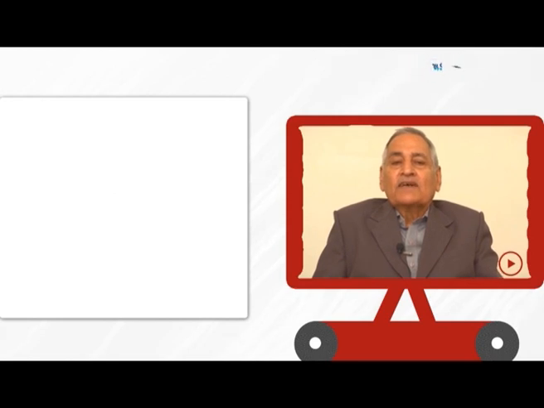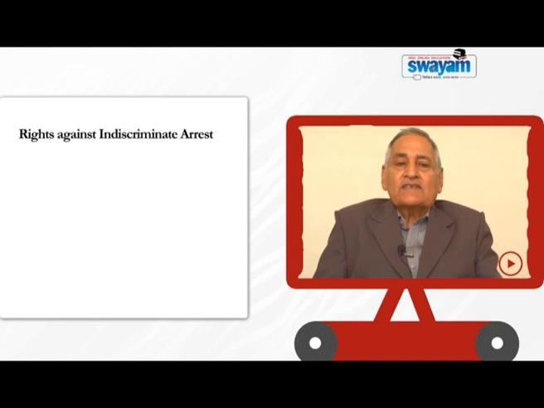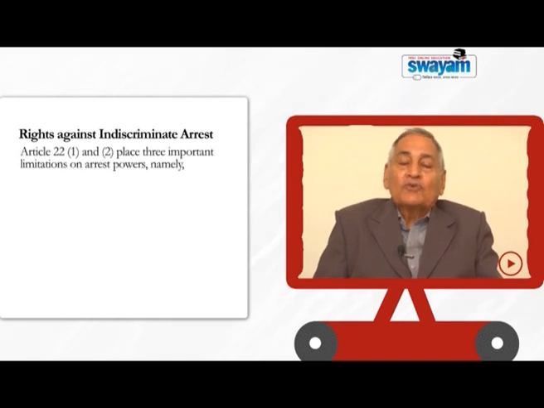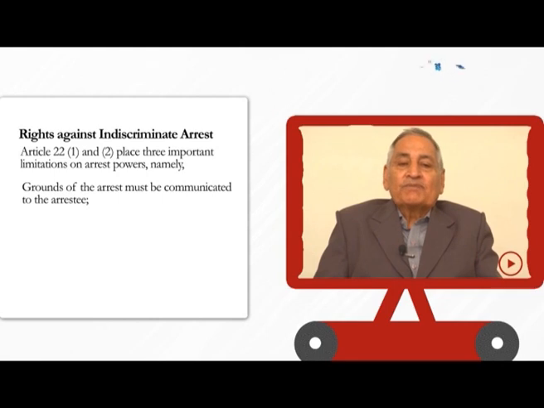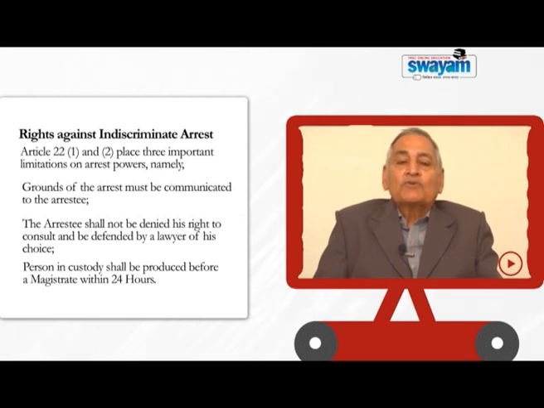Now, the next important right that can be described as a constitutional foundation is the right against indiscriminate arrest. It is very interesting that the constitution makers were aware that state power interferes with the liberty of the citizen or non-citizen through the power of arrest. Therefore, they provided in Article 22, Clauses 1 and 2, special measures for protection of the arrestee. The ground of arrest must be communicated to the arrestee. The arrestee shall not be denied his right to consult and be defended by a lawyer of his choice. And the third safeguard is that a person in custody shall be produced before a magistrate within 24 hours.